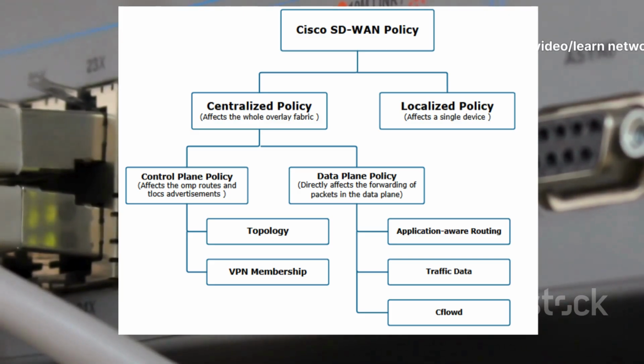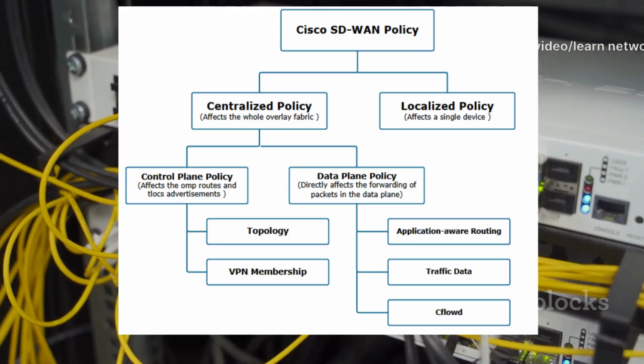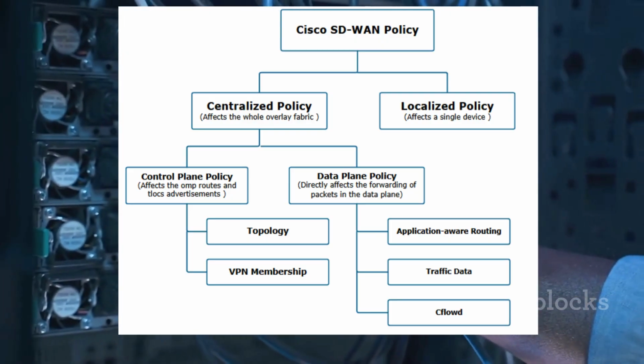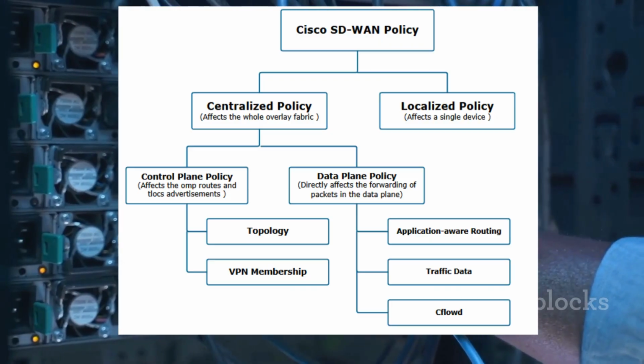When to use: you want to influence how routes are advertised or accepted between sites. You need to build a specific topology, for example hub and spoke for branch to DC communication.